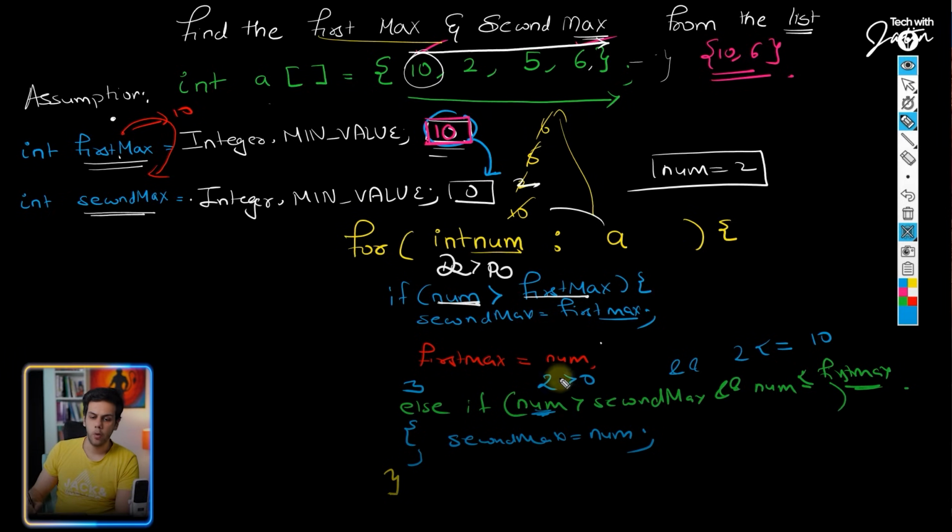Now, over here, for 2, what is going to happen? Number is going to be greater than second max. 2 is greater than 0. Update second max. Second max is going to be updated with 2.